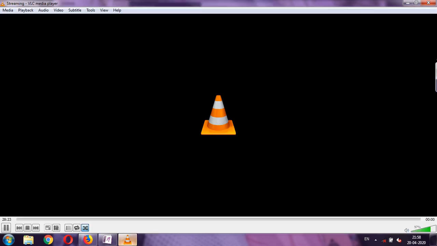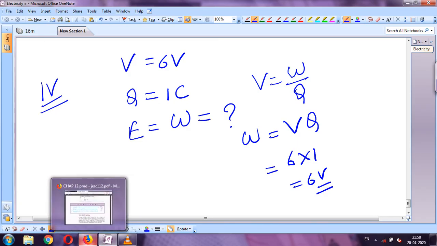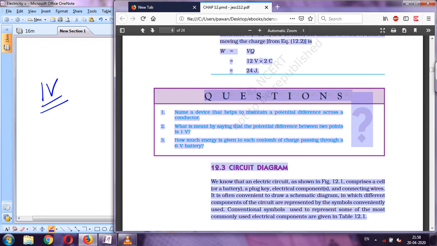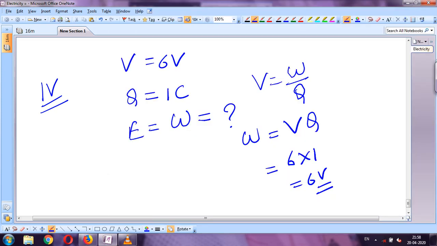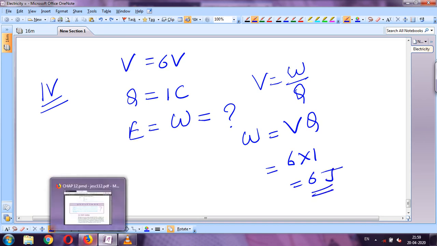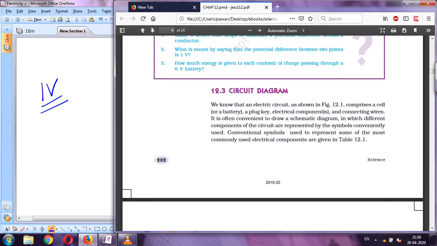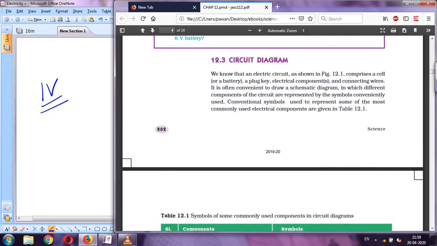V times Q. What is V? 6, charge is 1. Answer will be 6 volt. So work or energy, you can say, will be equal to 6 volt. Okay children, I said 6 volt energy. This work will be in joule, right? So we have to rub out this V. What will come here? 6 joule. 6 joule of work will be done, right?